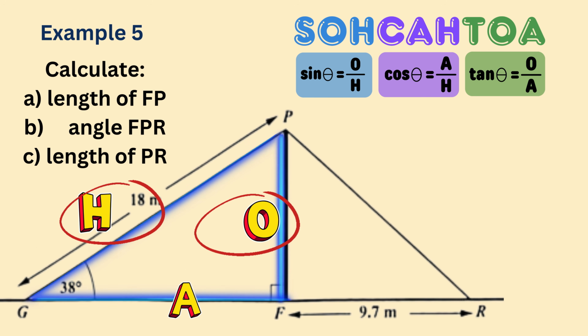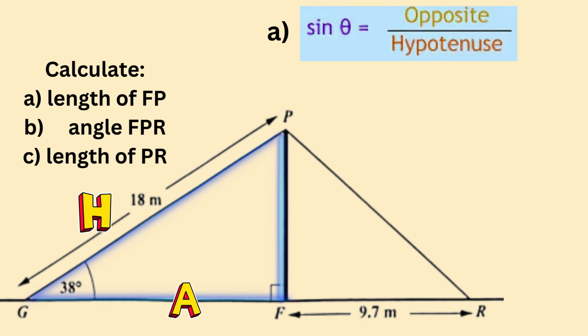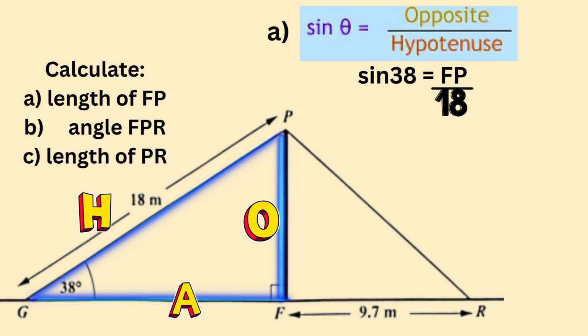Now, which ratio has O and H? You are correct. The sine ratio, which states that sine theta equals opposite over hypotenuse. The angle theta is 38 degrees. The opposite side is FP, while the hypotenuse is 18. Hence, sine 38 equals FP over 18.